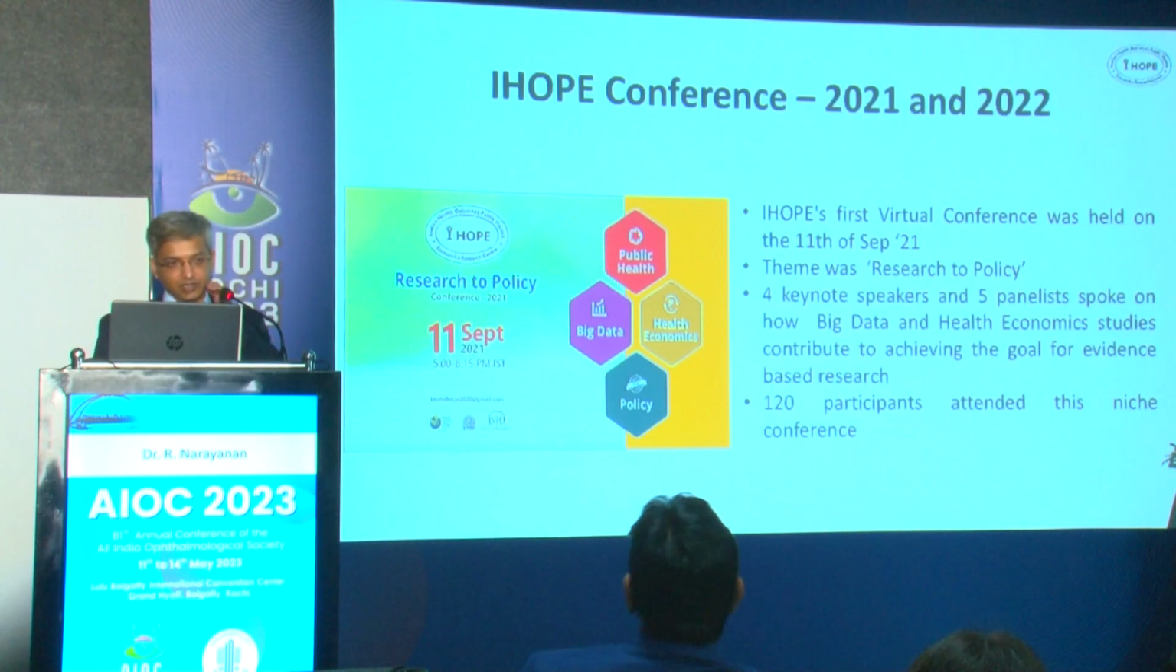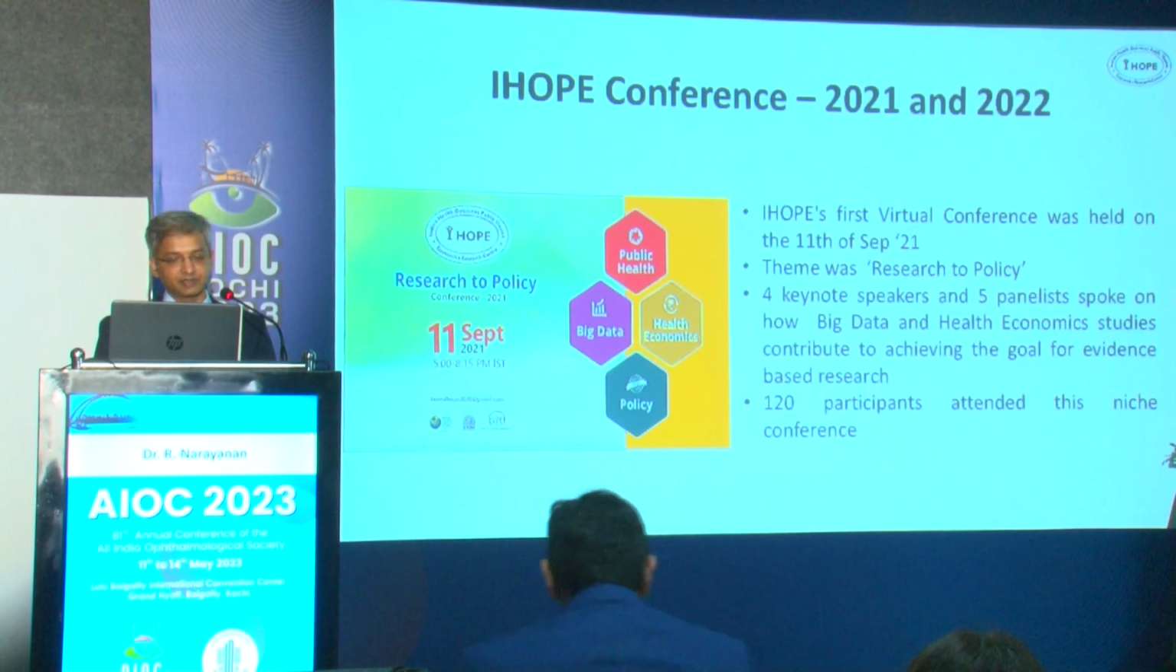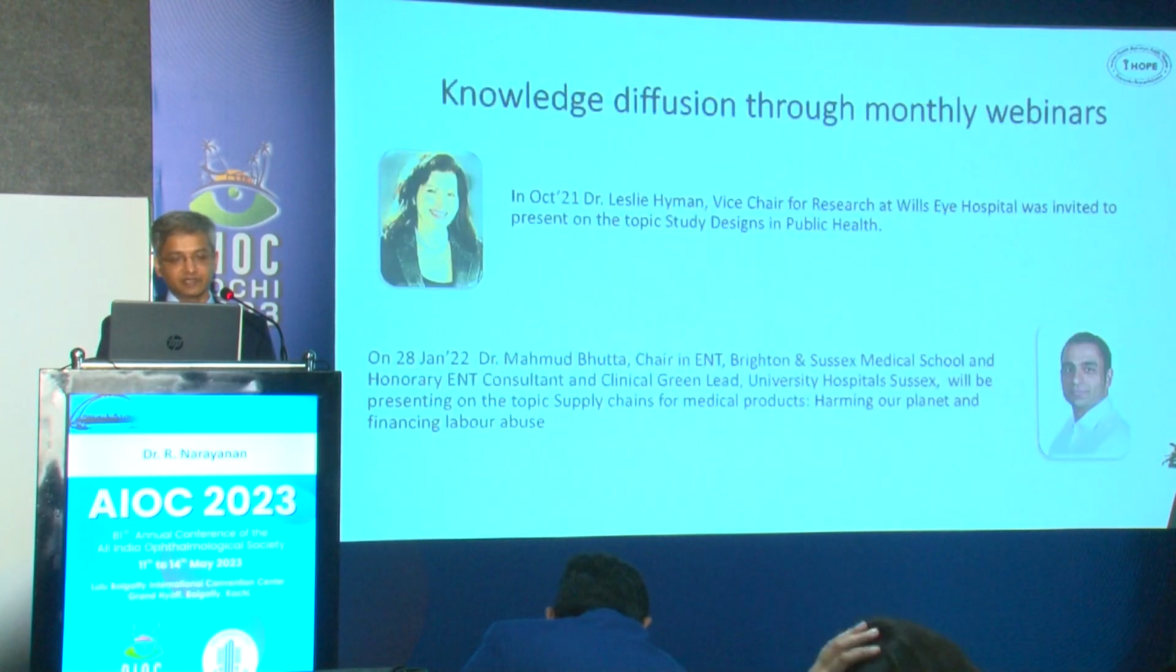We have also had two annual conferences. The third one is for this year, September 29th and 30th. Again, we divided into four verticals: public health, big data, health economics, and policy. And we have both Indian and foreign speakers in these. This year, we are going to include speakers related to Africa too.